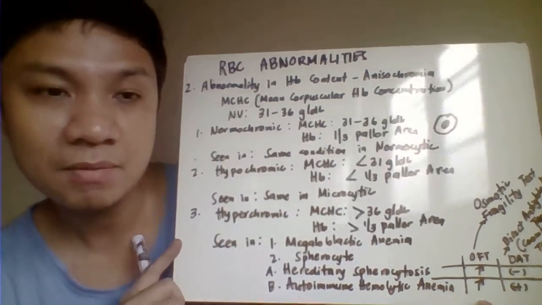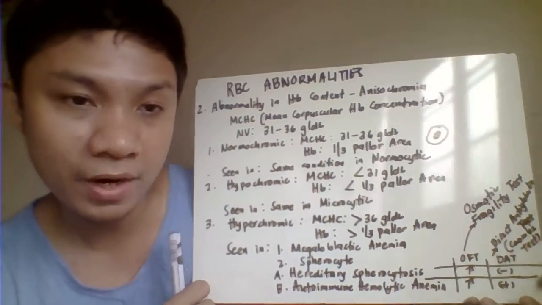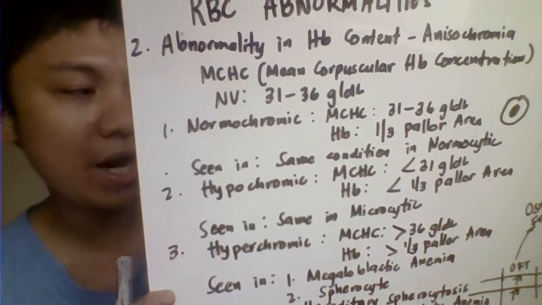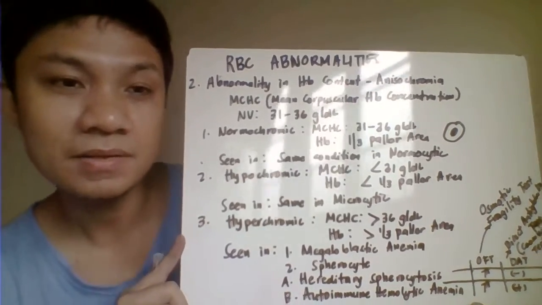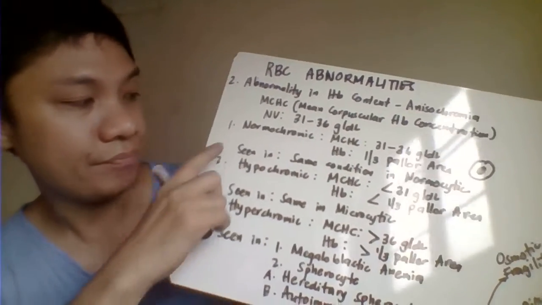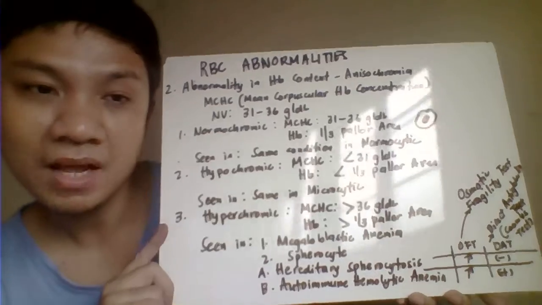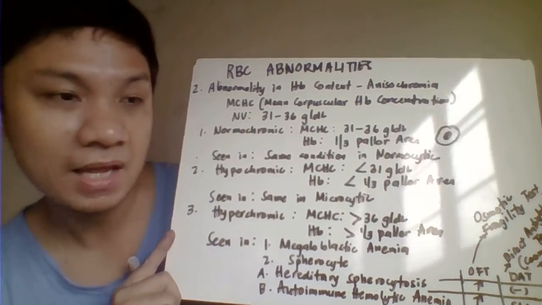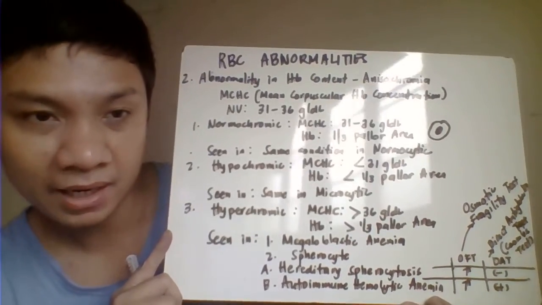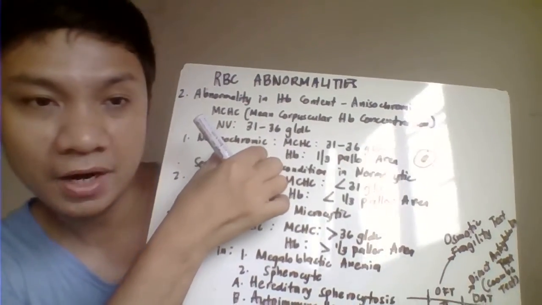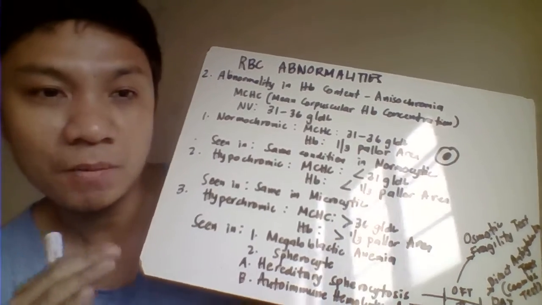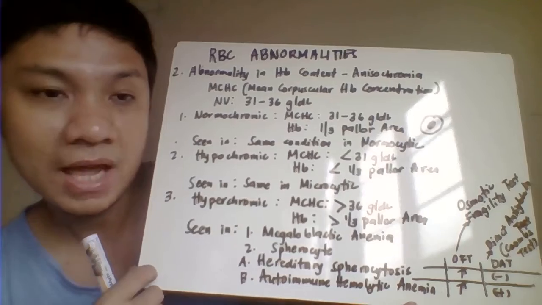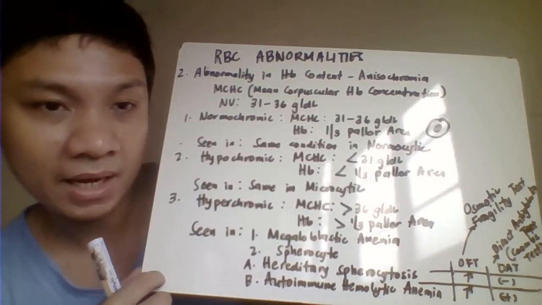And you could also measure that hemoglobin content in terms of the pallor area. So pallor area, para siyang may darker area in the cytoplasm of the RBC. Okay, so in terms of the hemoglobin content, pag normal ang kanyang MCHC, that's your normochromic. Chrome is for the color. Di ba? Cytic kanina, normocytic. Cytic is for the size. Ito naman sa hemoglobin content is your normochromic.